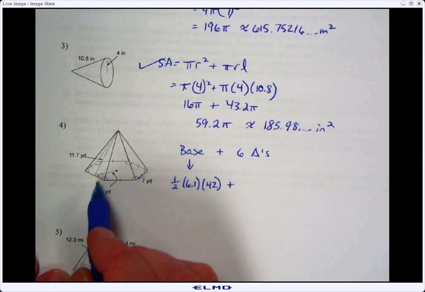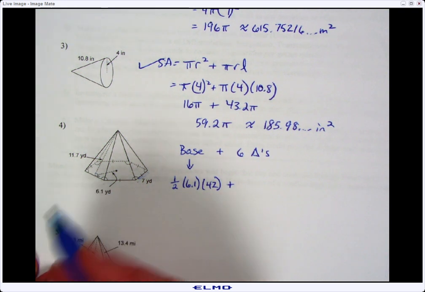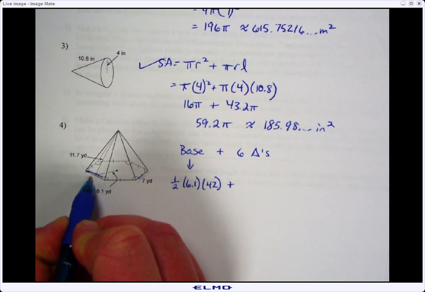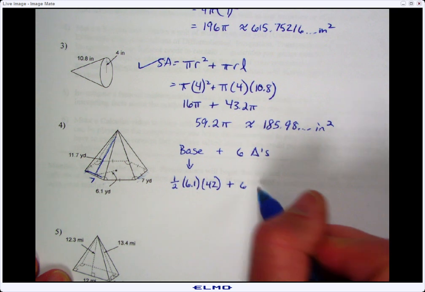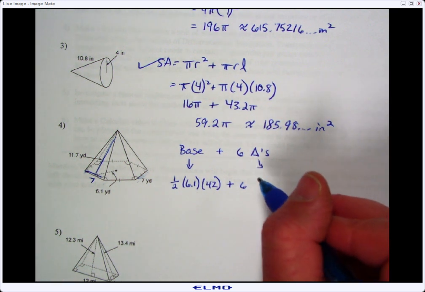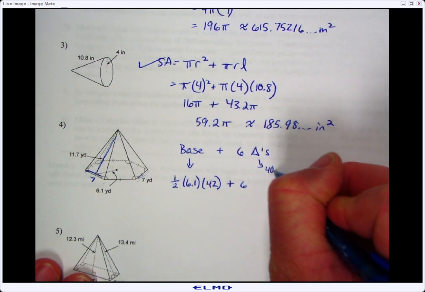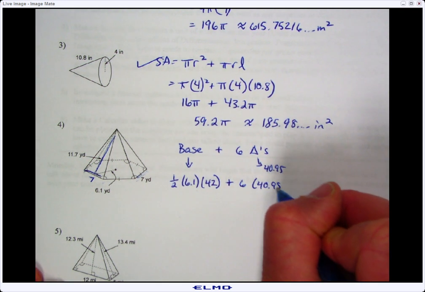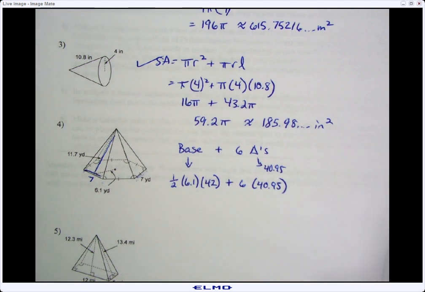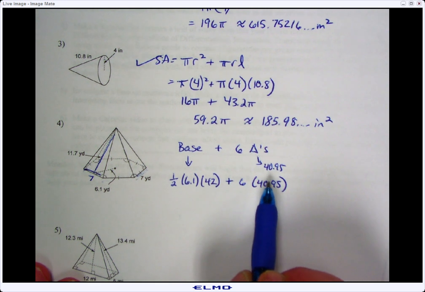And then we have triangles. The nice part is all these triangles are equal. The confusing part is you got to think about looking at an angle. So the base of my triangle is 7, and the height of my triangle is 11.7. So one of the triangles is half of 7 times 11.7. So one triangle, 40.95. And you have 6 of those that you're going to multiply. So each of the triangles is about 41.